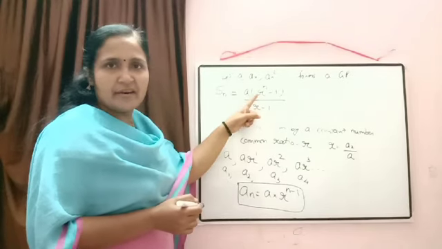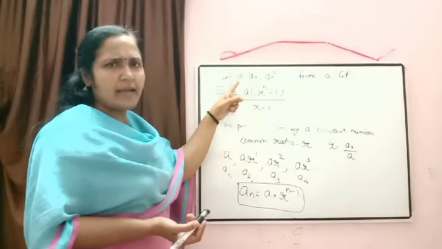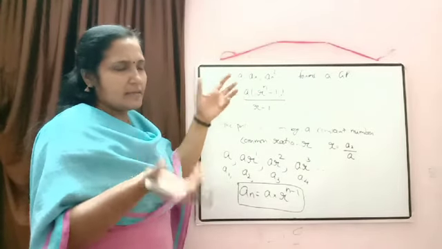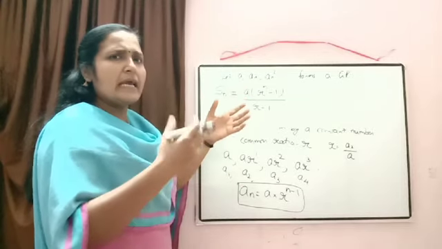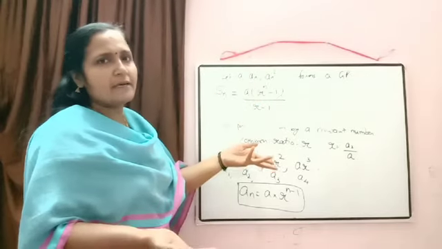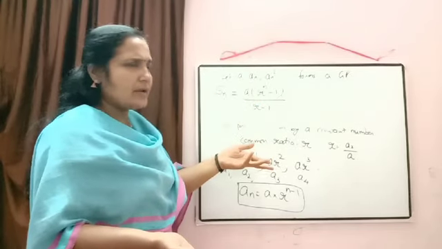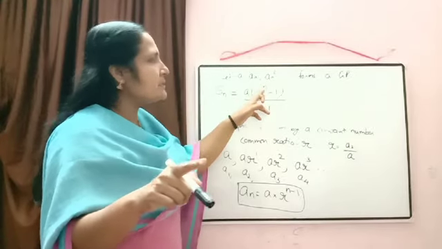R is the common ratio. How will we calculate the common ratio? Second term divided by first term. It is the formula, but it is not necessary that you always use only that. If you want to find the ratio, you can do third term divided by second term also. Anything you can do. Okay. N means the number of terms. So how many terms are there?